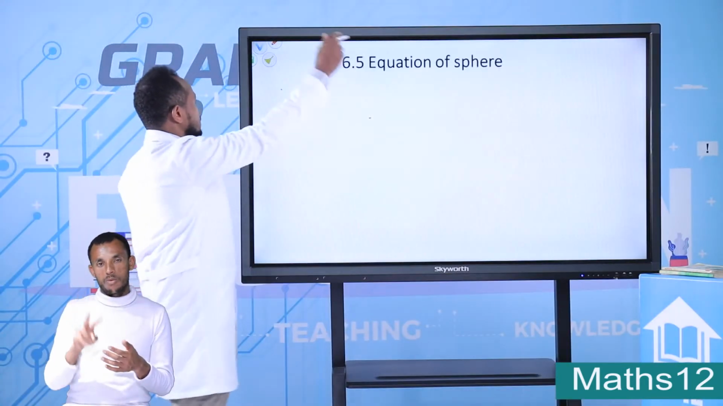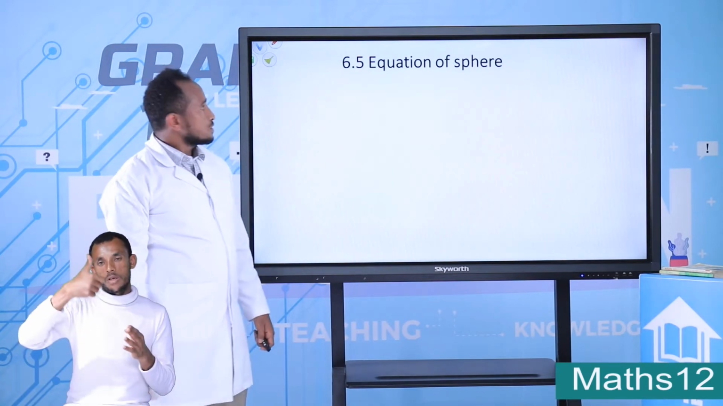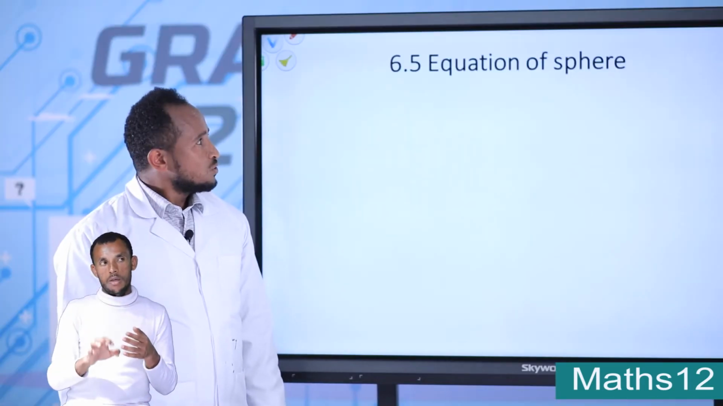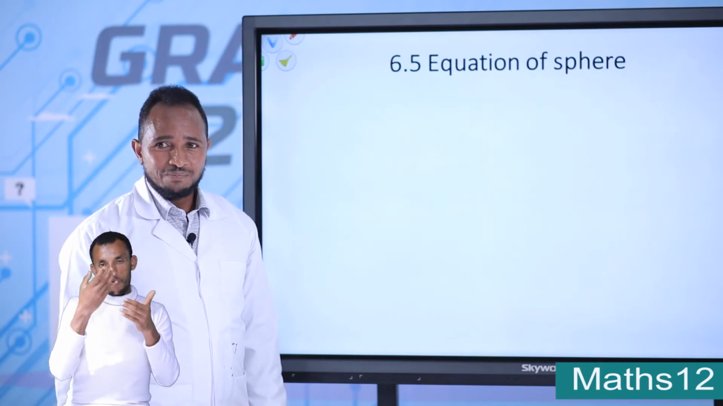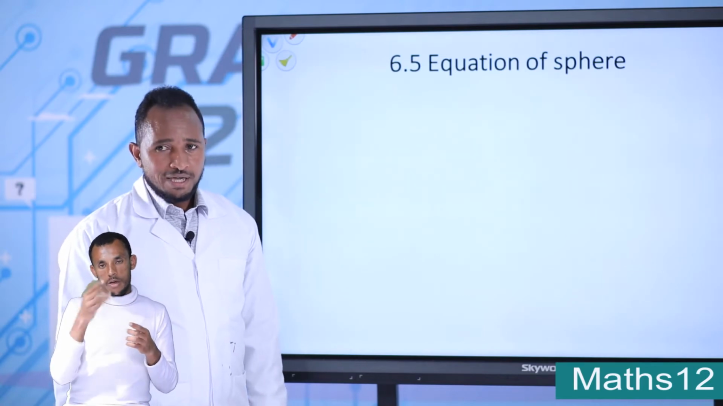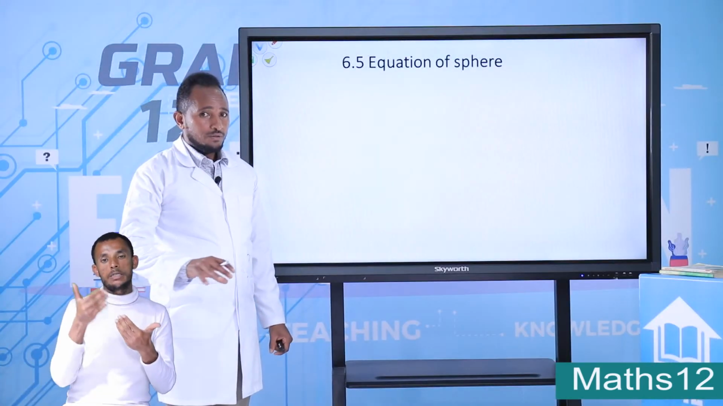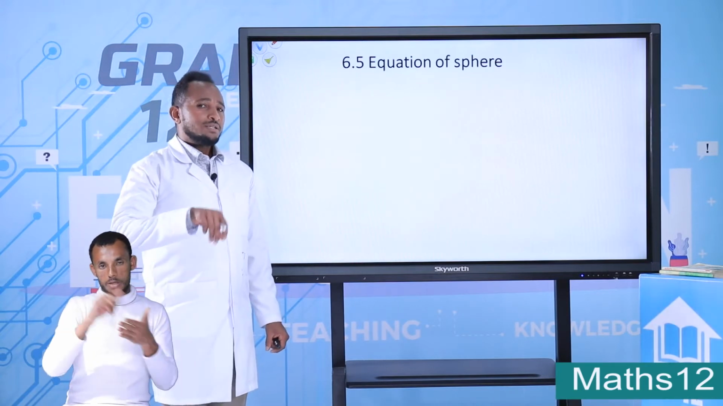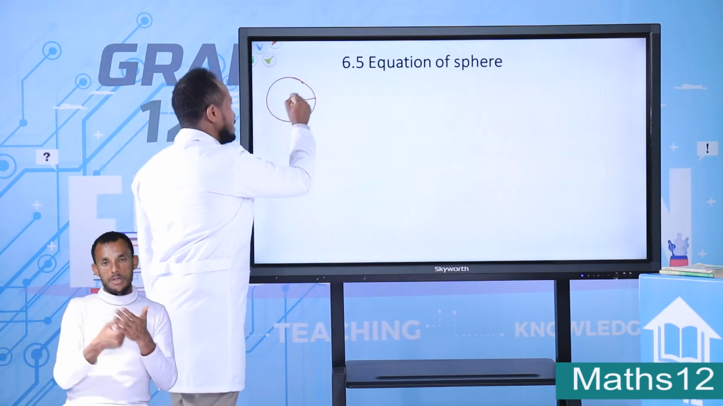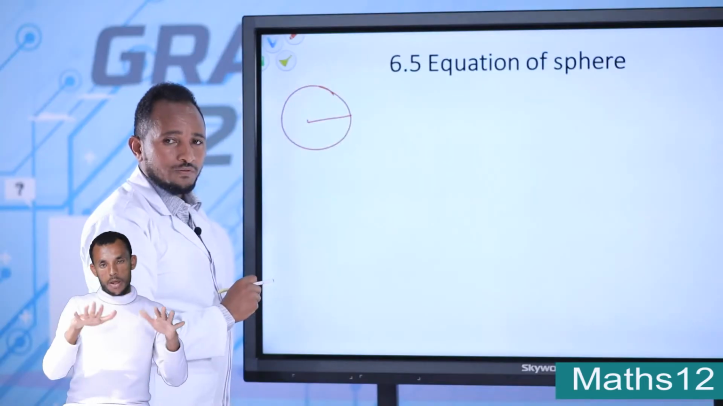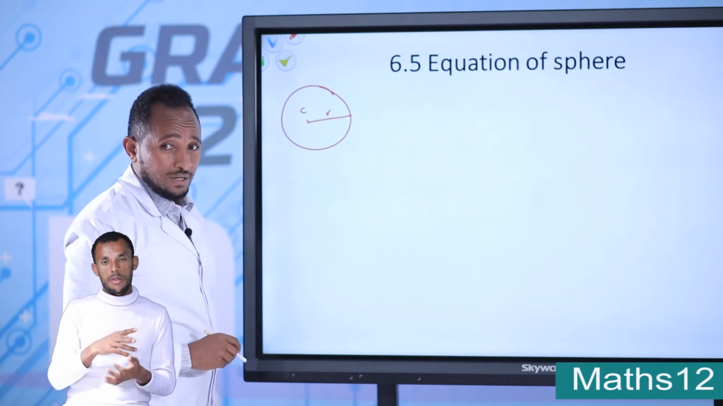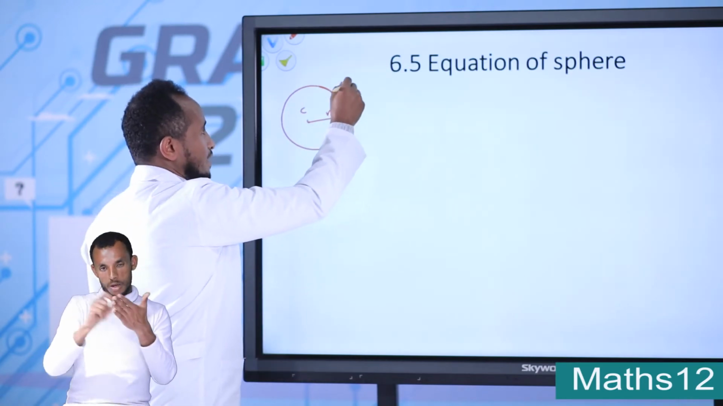Now, next to this, let's see the other section, 6.5, equation of a sphere. Okay, to write the equation of a sphere, let's start from the equation of a circle, just as you have learned in grade 11. If you remember, a circle is simply a set of points in a plane that are at equal distance from a fixed point. This is a circle. We call the fixed point the center, and the fixed distance the radius.